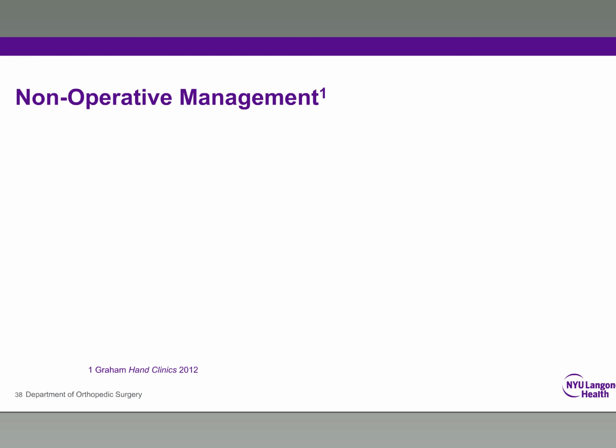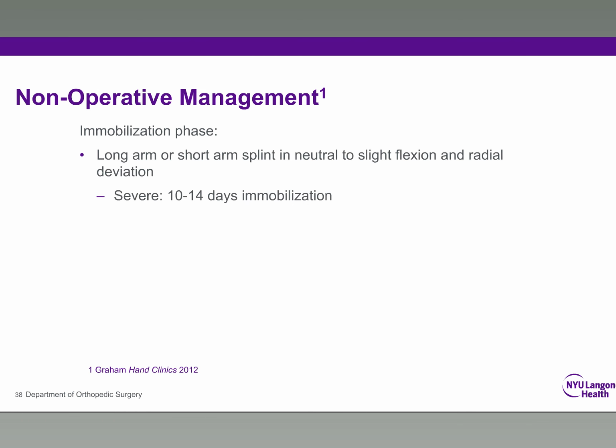Non-operative management can be divided into 3 phases. Our first phase is the immobilization phase, and it takes about 2 weeks. Depending on the degree of symptoms, we use either long arm or short arm splinting, and this goes on for about 2 weeks.